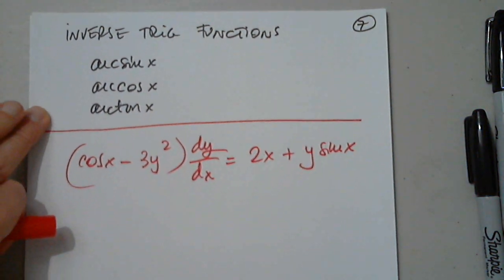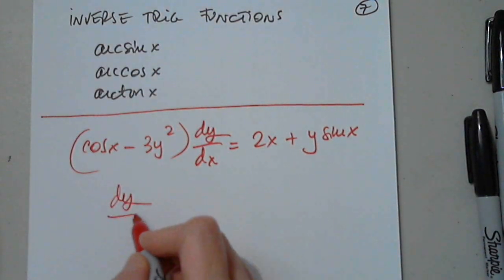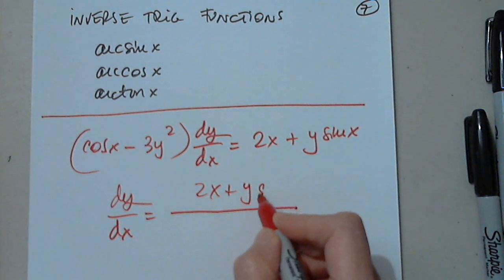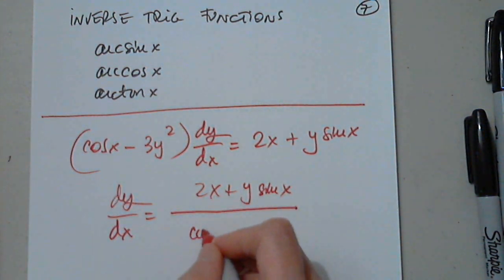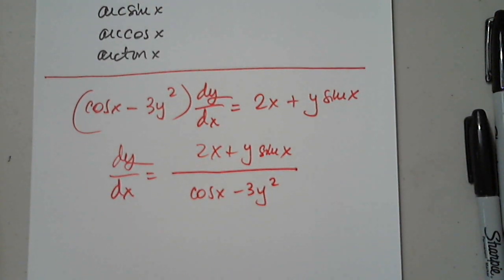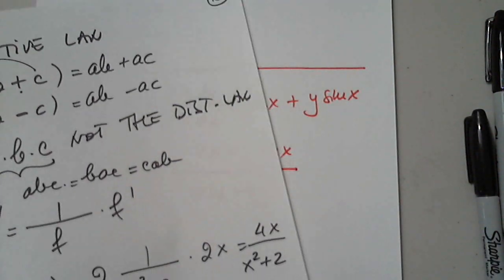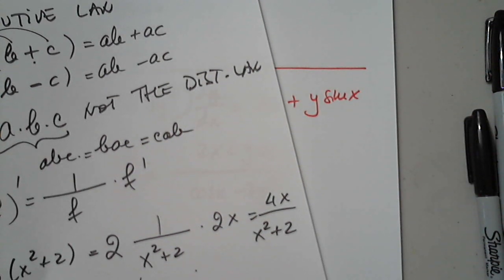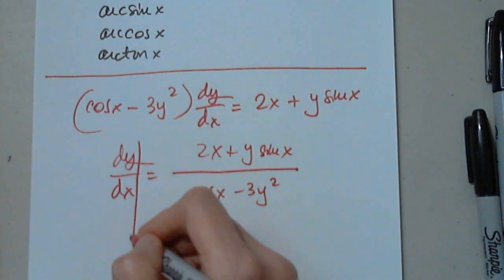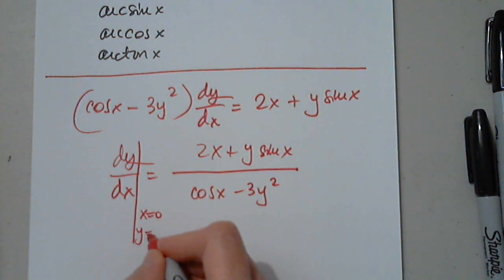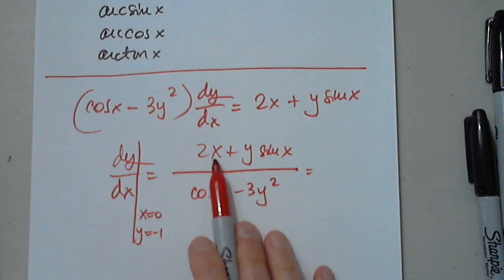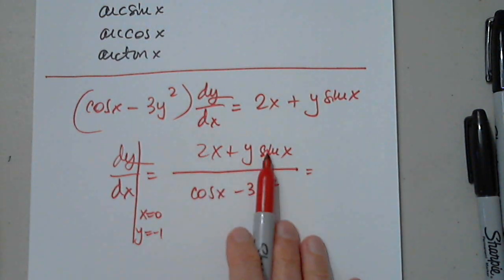So finally, I get dy over dx as the ratio between 2x plus y sine x and cosine x minus 3y squared. All I need to do now, the only thing I need to do is evaluate it at 0, negative 1. I'm sorry, 0, negative 1. So that's all I'm going to do when x is 0 and y is negative 1. X is 0, this is 0. X is 0, this is 0. 0 plus 0.